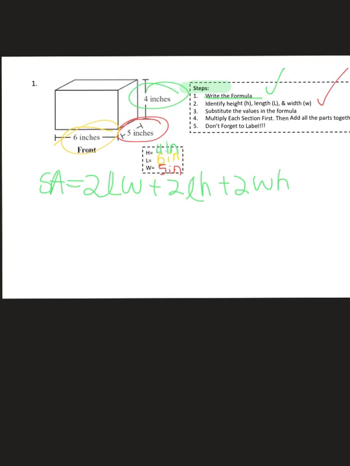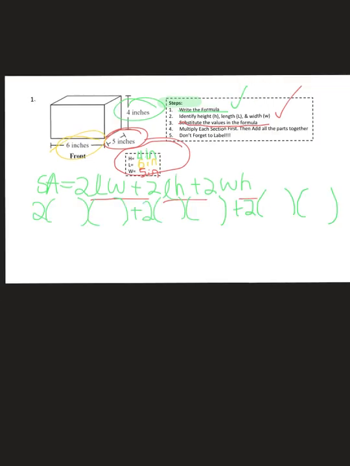Step 3, substitute the values into the formula. All I'm going to do is take these 3 values that we just identified and plug them right into this formula. Let's give it a shot. The first one is 2 times the length times the width. My length is 6 inches, so I'm going to put 6 inches right here. And my width is 5 inches, so I'm going to put 5 inches next. So there's the first part.